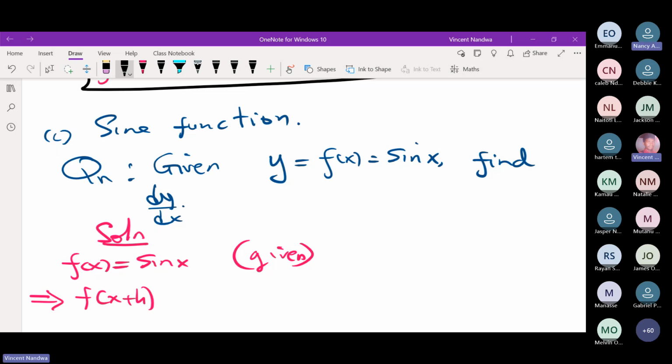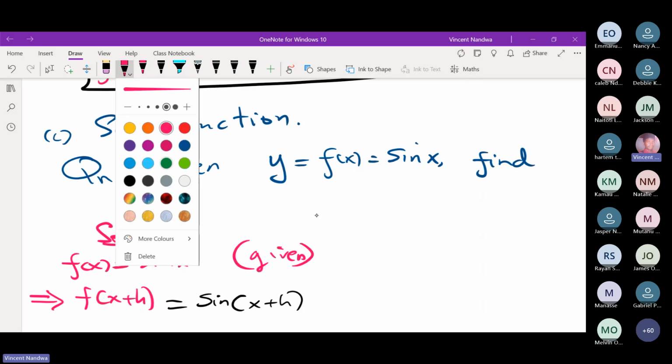Sine of x plus h will be sine of, into brackets, x plus h.